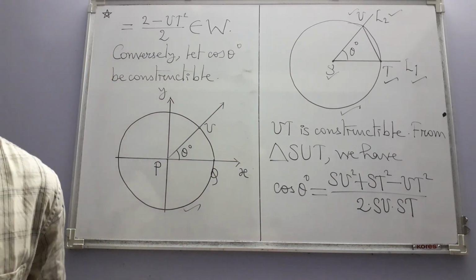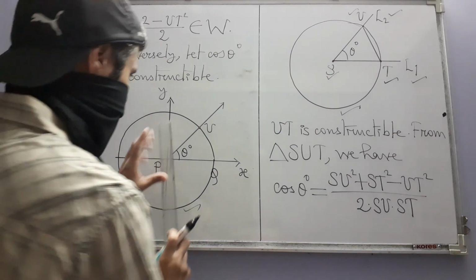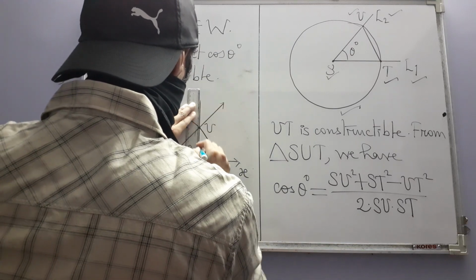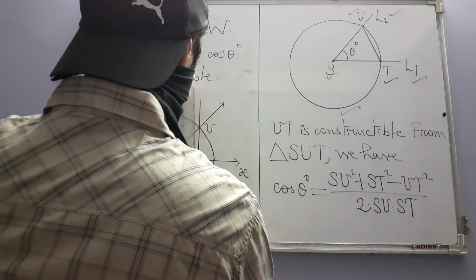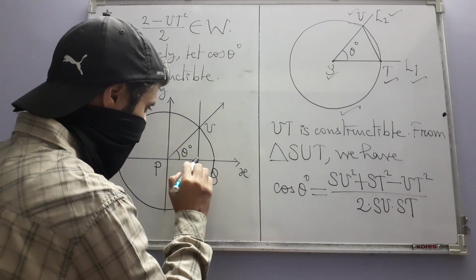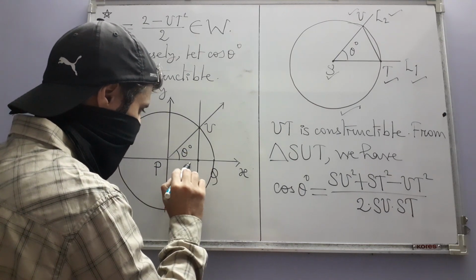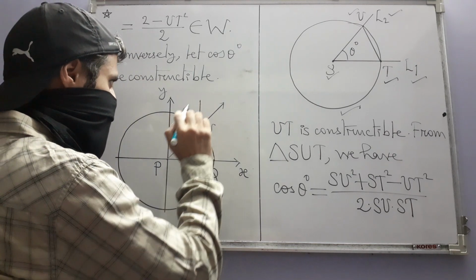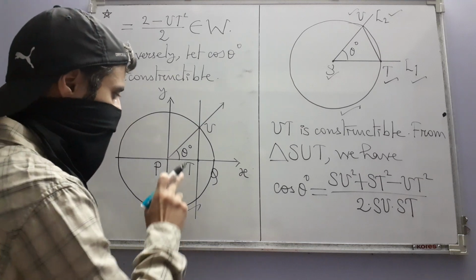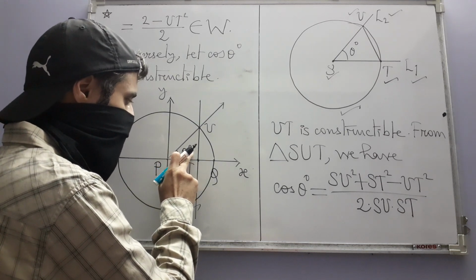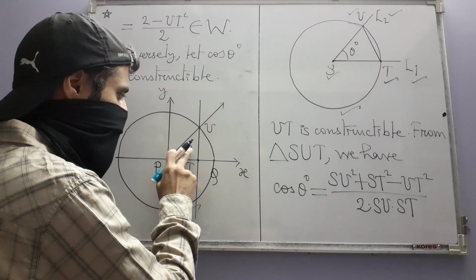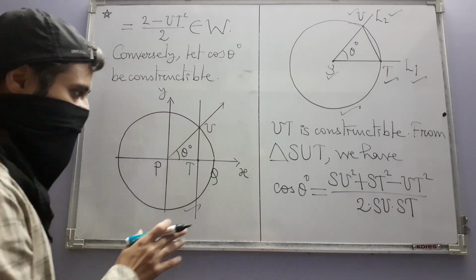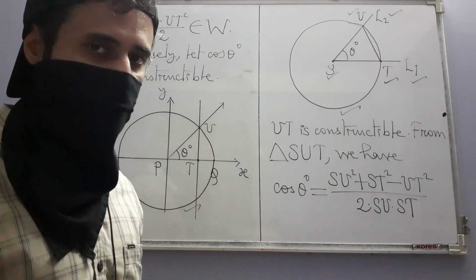Okay. And we are also going to draw a line through U perpendicular to the x-axis, and let this line intersect the x-axis at T. Keep in mind that our aim here is to show that this angle is constructible. That means, since this is an angle between this line and this line, our aim is to show that these two lines are constructible.